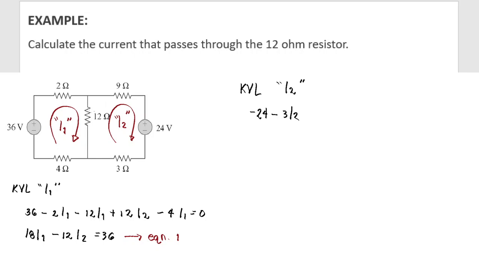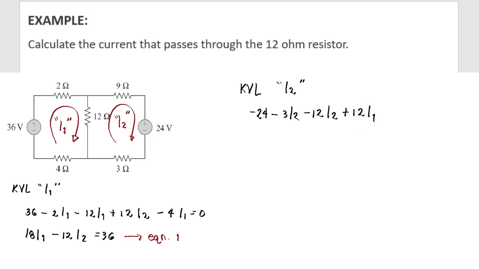And then to this 12 ohm resistor, I2 is the same with I2. That would be a negative 12 I2, our point of reference. Now, I1 with respect to I2. I2 is upward, but I1 is downward. It's opposite. Therefore, that would be a positive 12 I1.